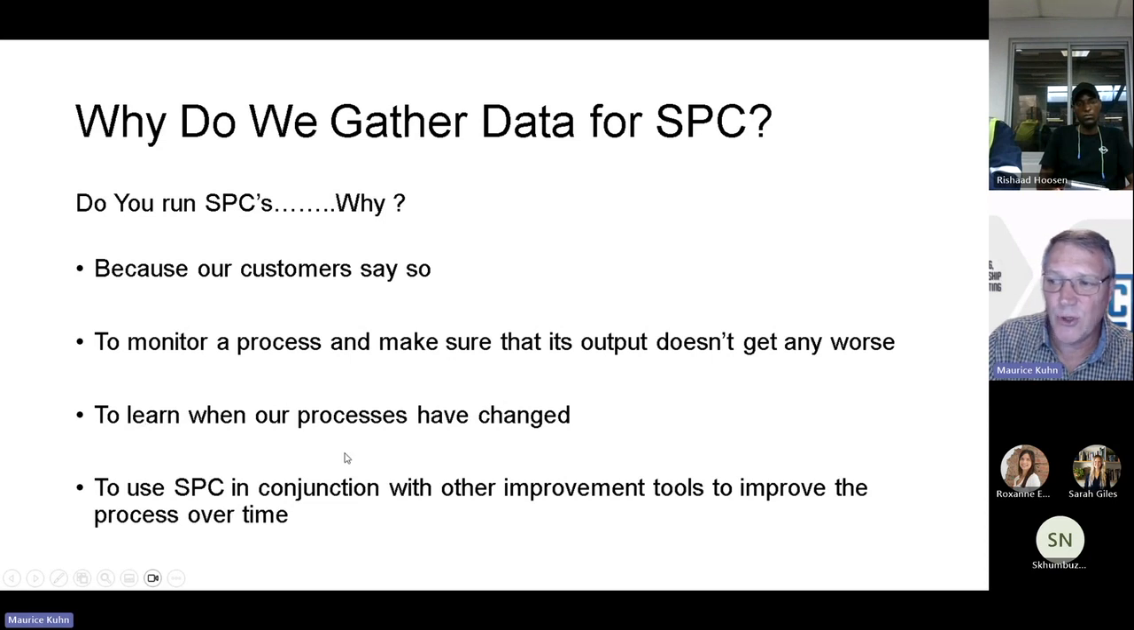And sometimes it's to learn when things have actually changed. So we might use it if we have put a new piece of machinery in, or we've changed a process and we actually want to see whether the improvement has actually worked or not, in which case you want to understand what the performance looked like before the time and what it looked like afterwards. And then to use SPC, very important, in conjunction with, not instead of, but together with other improvement tools to actually improve our processes over time.